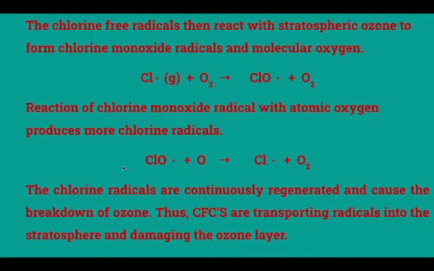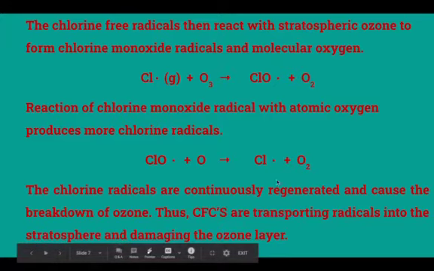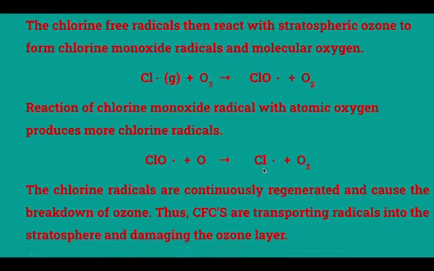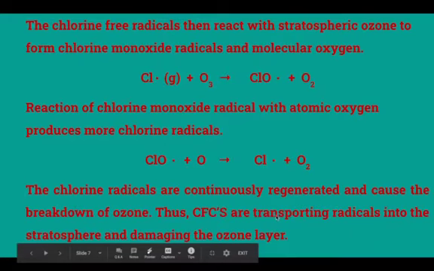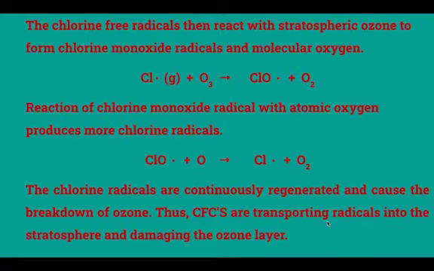This chlorine free radical will again combine with an ozone molecule and result in the formation of chlorine monoxide and oxygen. Thus the chlorine monoxide free radical will again combine with atomic oxygen and form chlorine free radical. Thus this chlorine free radical is continuously regenerated and this causes the breakdown of ozone. Thus chlorine free radicals will continue this chain reaction, and these chlorine free radicals are initially formed from chlorofluorocarbons. Thus chlorofluorocarbons are the transporting agents of chlorine into the stratosphere and they damage the ozone layer. It results in the formation of holes in the ozone layer.